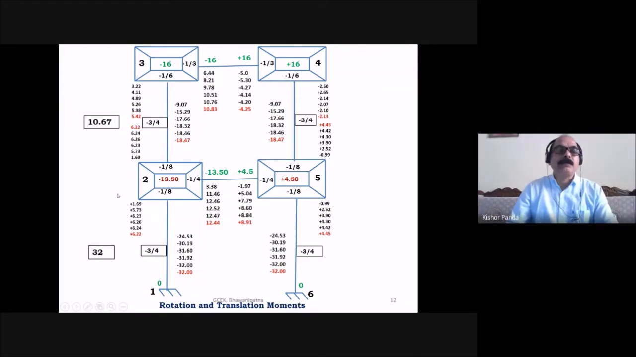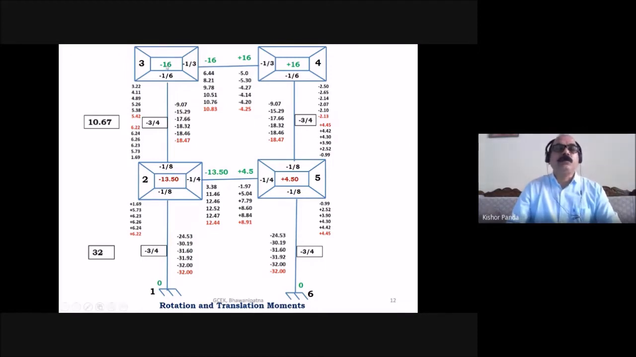So for second story, you have to put here 10.67, and for first story, you have to put the story moment here 32, and the translation factor. You know the translation factor. So for second story, you have to put the translation factor here for each vertical member. For this side, you have to put this side, and for this vertical member, you have to put this side. Similarly, for the first story, the translation factor, you have to put just at the midpoint of this vertical member here, and for this side, the right side, you have to put the translation factor.